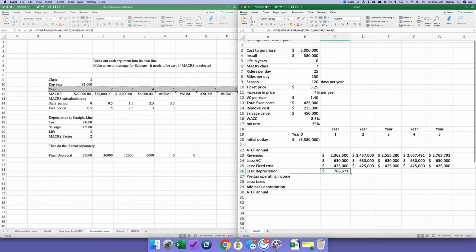Okay, so let's see what happens if we pull it across. We don't get any kind of error message. Yep, that looks right. Okay, so that's how you calculate the depreciation. Now, put a line under there for consistency. Our pre-tax operating income is going to be the revenues minus all of those.